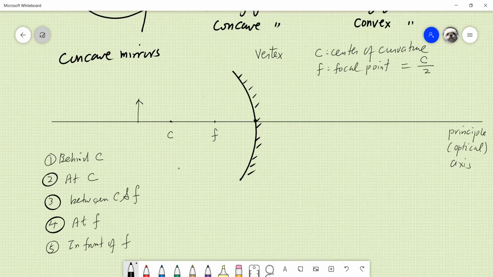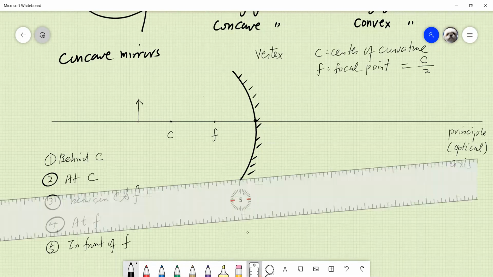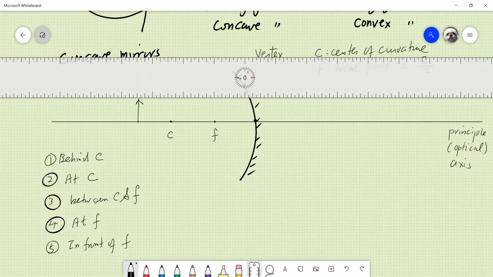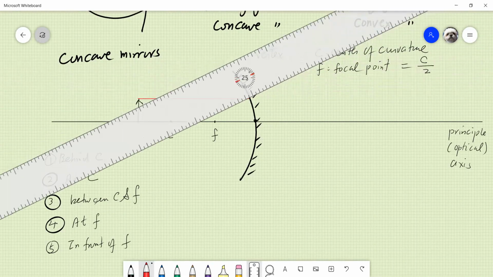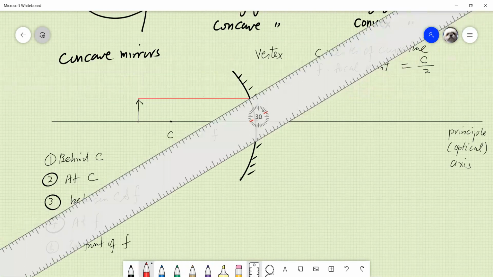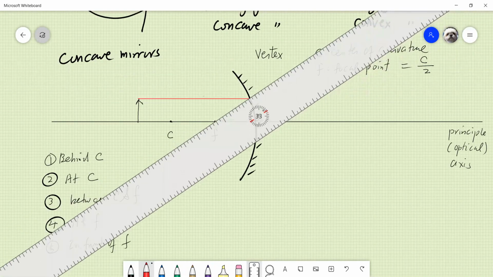Now I'm going to show you how to find the image from this object behind the C. The way you do that, you draw a parallel line, you send in the light beam. Once it hits the mirror, then what happens? I have a concave mirror, so this light will converge. It's going to hit the focal point. You got it?